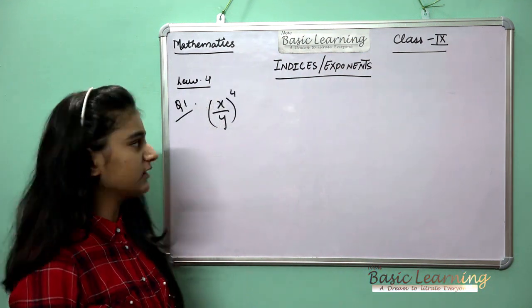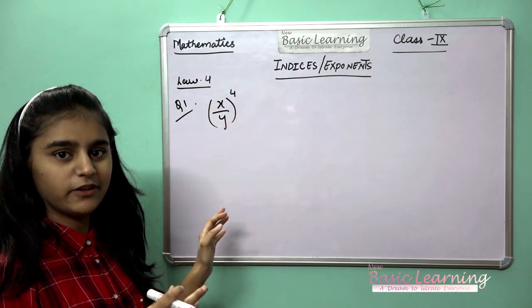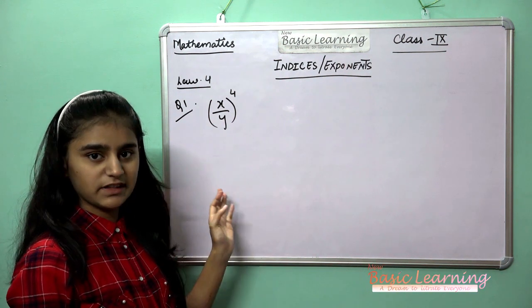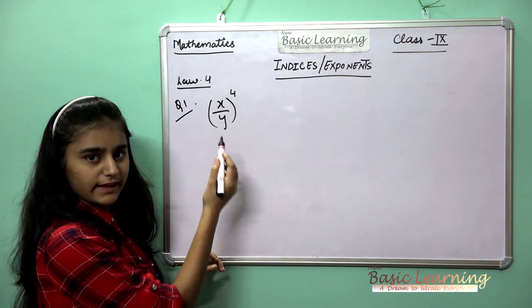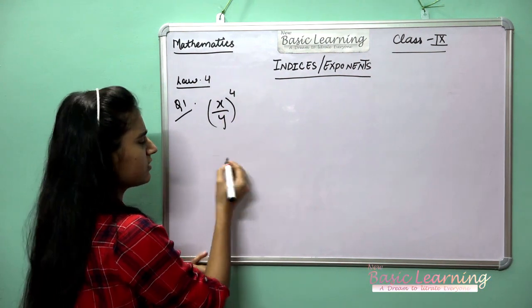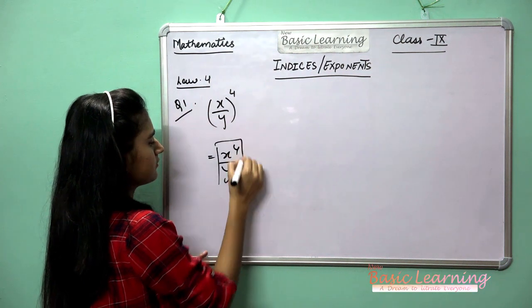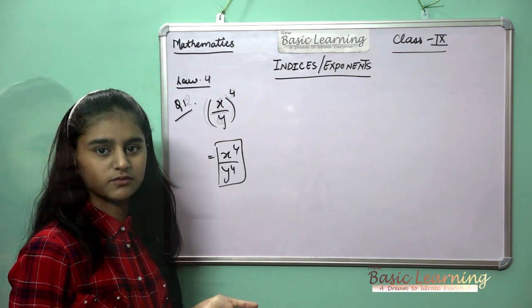Now question number 1 is (x/y)^4. In the first part, in law 4, which I have explained before, I have taken the question like this only. So this is also simple, you can write it like this only. No need to solve this. This is the answer.